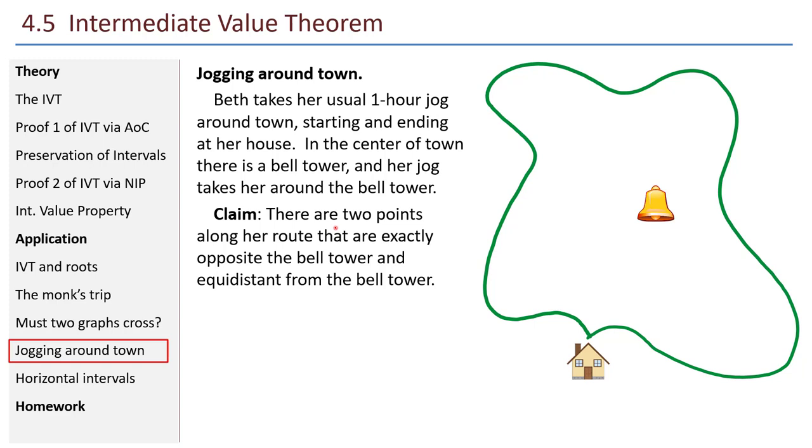tower. Pause the video for a second, and when you think you can reason this out, start the video up again. Let's imagine that she jogs counterclockwise, and for any point x on the path, I'm going to say f of x is the distance from that point on the path to the bell tower, and we'll say g of x is the distance opposite the bell tower to the corresponding opposite point on her path.